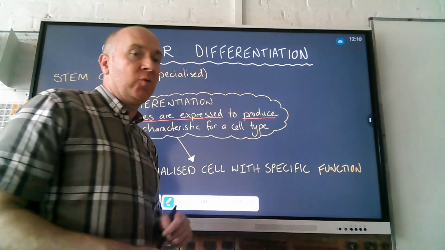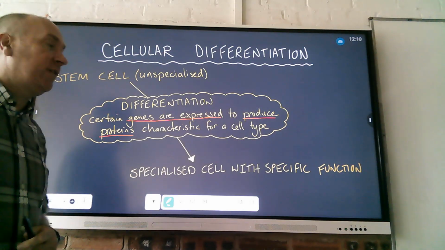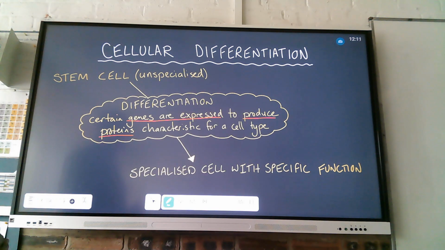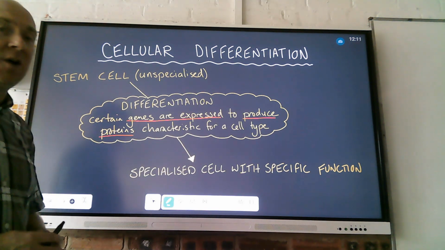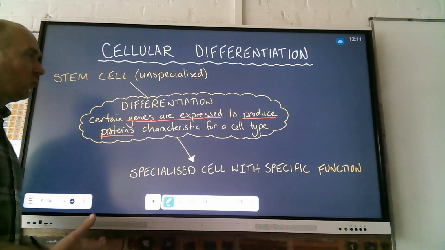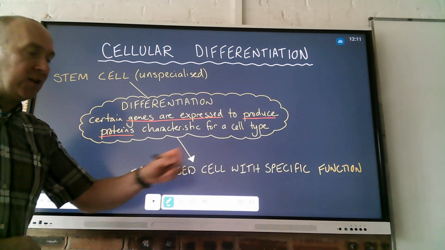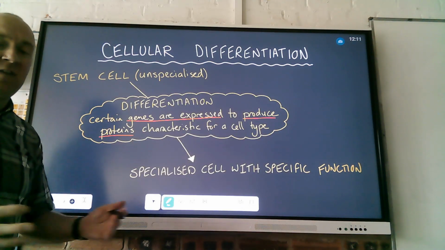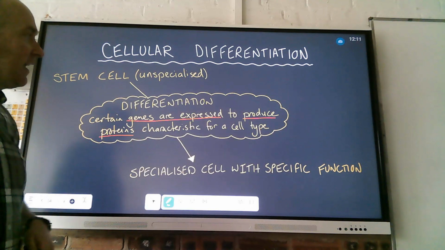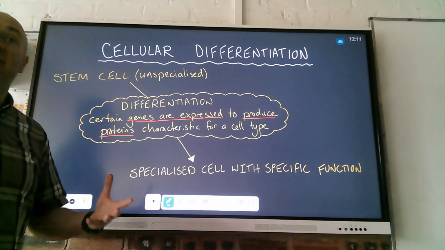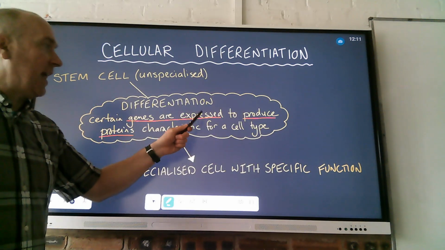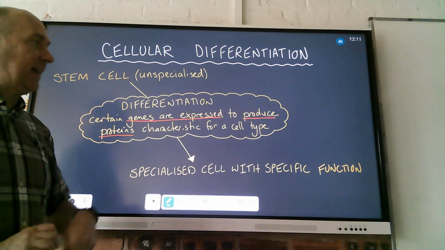That brings us on to the process of, we've dealt with division effectively, and now we're moving on to the idea of differentiation. Differentiation is a process where a stem cell, which as we know from National 5 are unspecialised, they don't have a particular role, undergo a process of differentiation to become specialised and have a specific function in the body. That's how we've ended up with all the different kinds of cell that we have in our body. So I've just tried to highlight with a red line the most important aspects of understanding the definition of the word differentiation. Differentiation is where certain genes are expressed to produce proteins characteristic for a cell type.